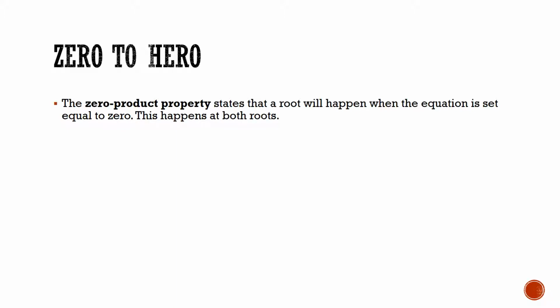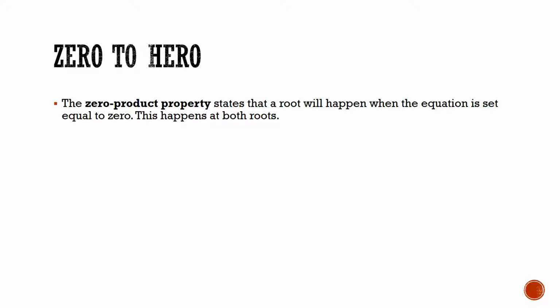All right, so you have seen so far that the roots are opposite of what you think, because we think like plus means to the left, so that would be like negative 4, minus is to the right, so like 3. But there is a property, it's called the zero product property. It basically states that a root will happen when the equation is set equal to 0. So this happens at both roots.